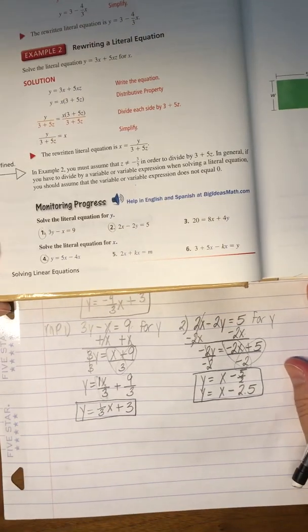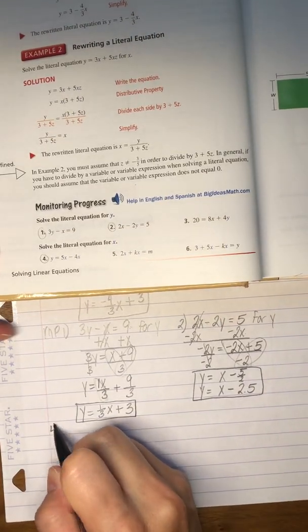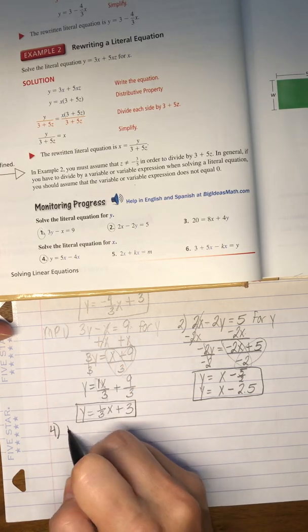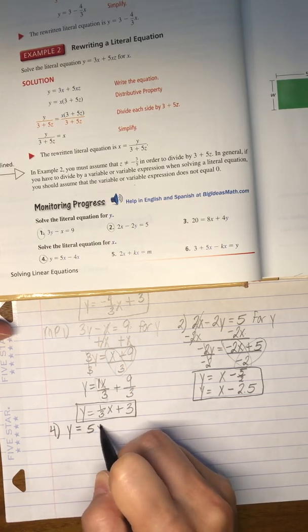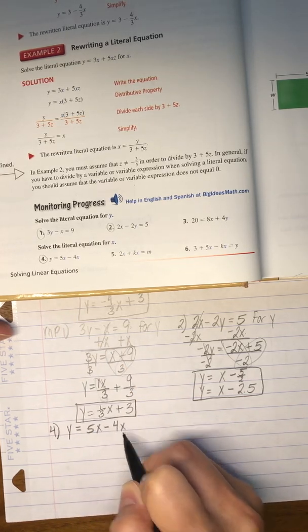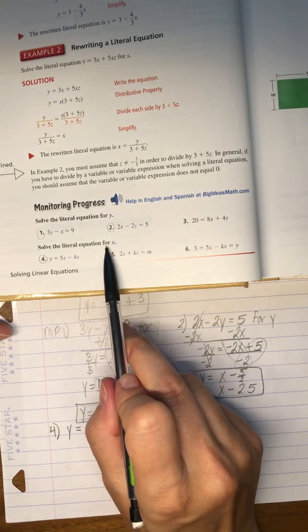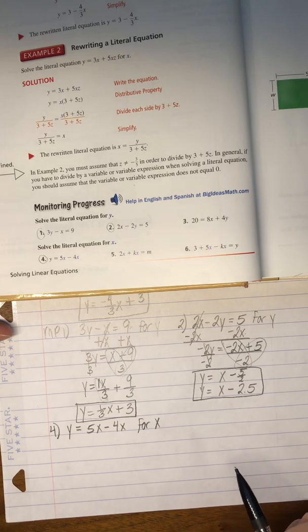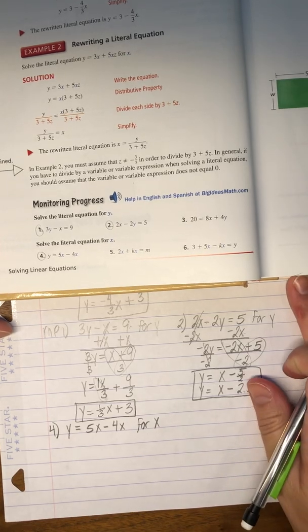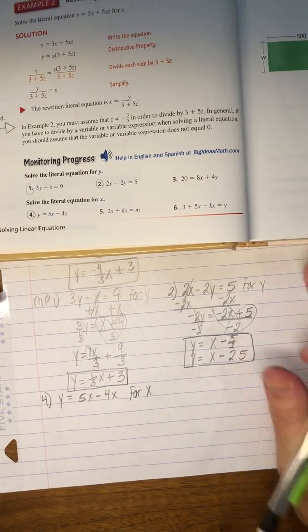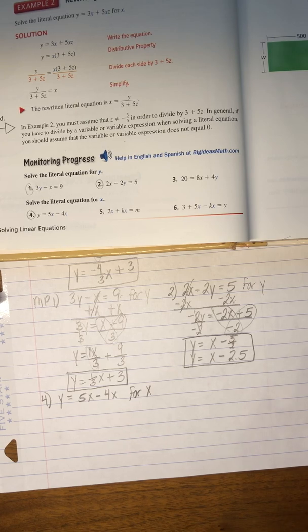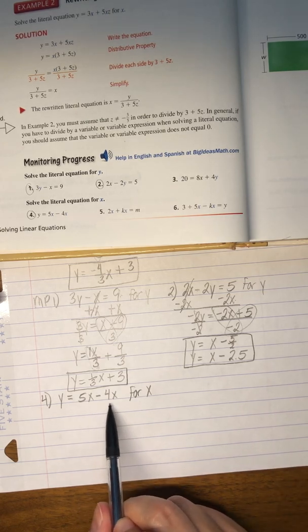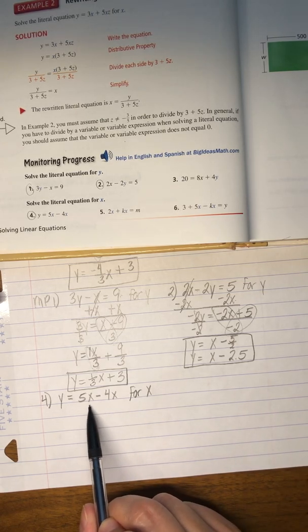Next, we're going to look at monitoring progress 4. In number 4, we have y equals 5x minus 4x. Notice in the directions here, it now says to solve for x. So just make sure that you're focusing and making sure you're reading the directions carefully so you know what variable to solve for.